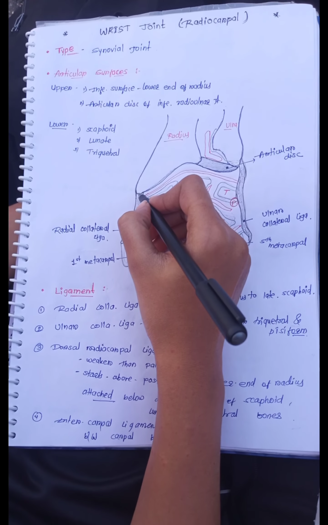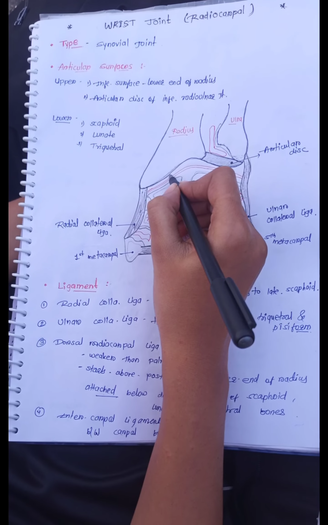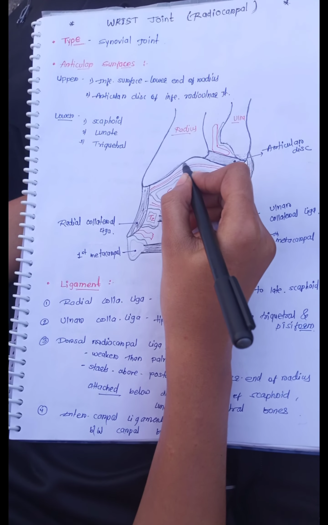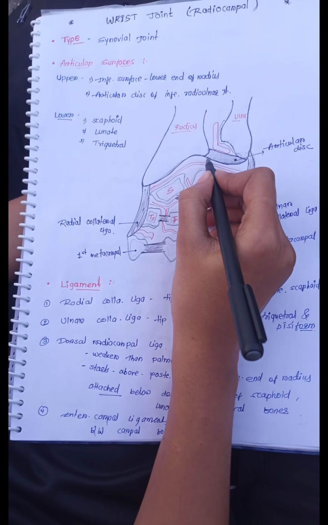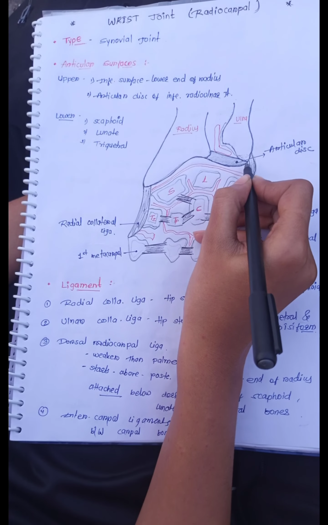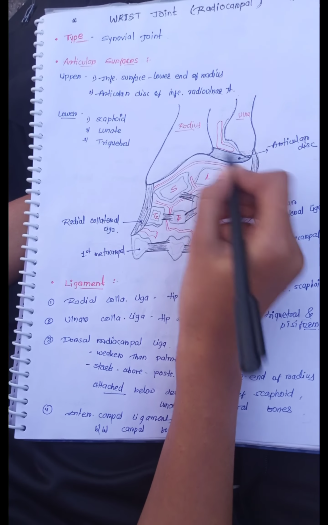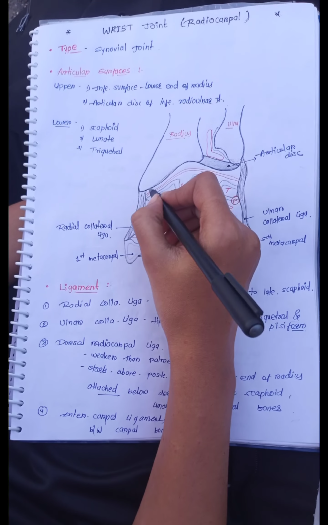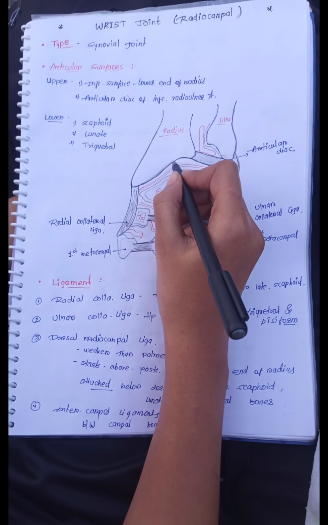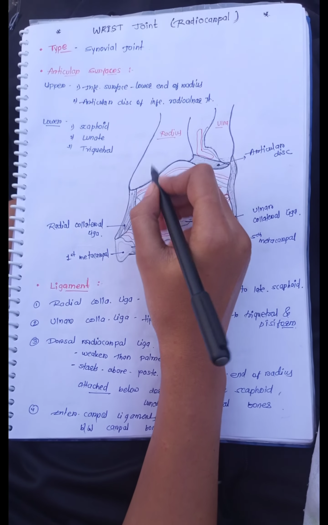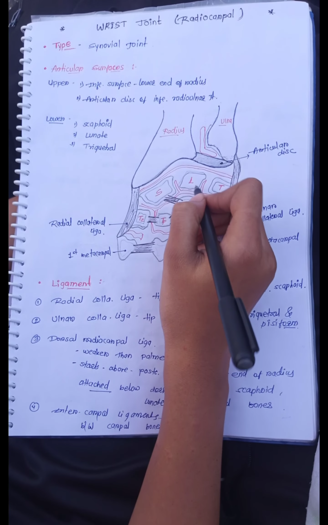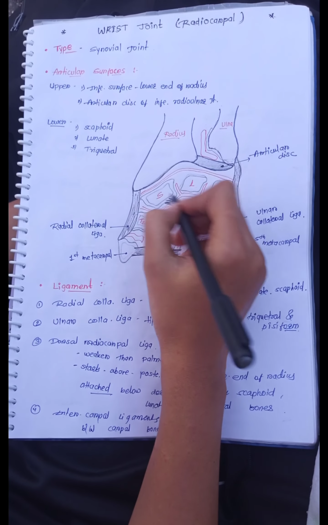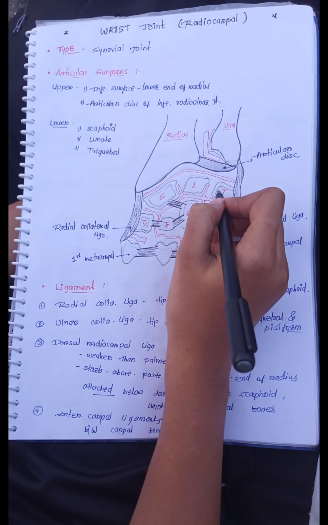Upper articular surface is the inferior surface of the lower end of radius, and the articular disc of the inferior radioulnar joint. This is the articular disc and this is the inferior border of the lower end of radius. Lower articular surface is scaphoid, lunate and triquetrum. This is the articular surface of the wrist joint.